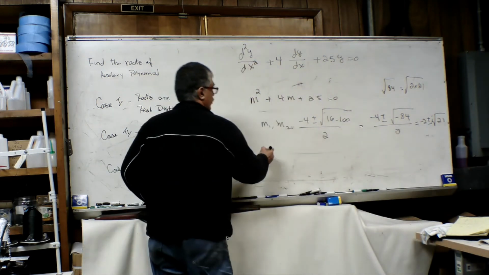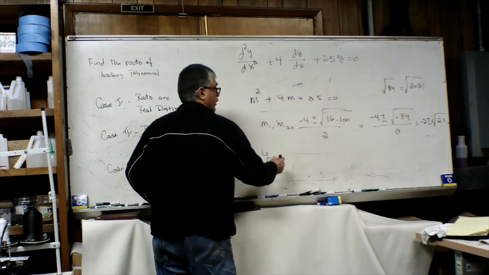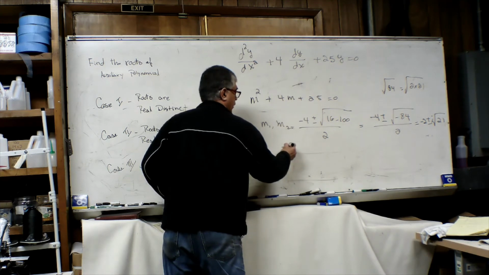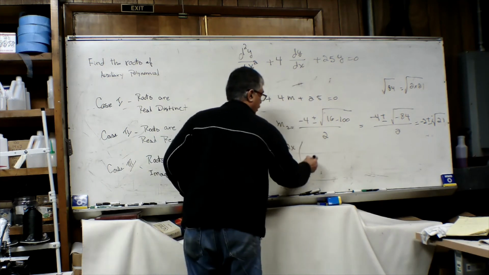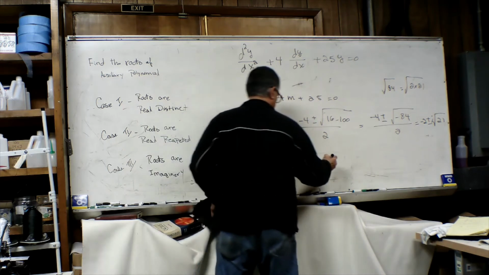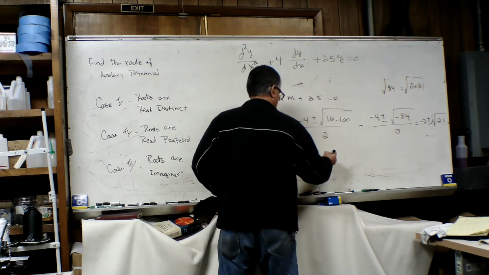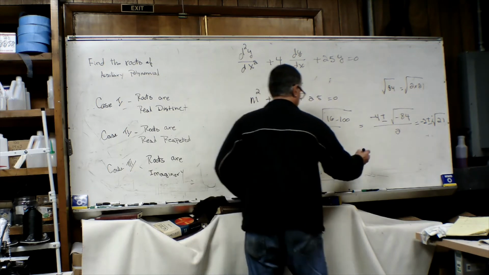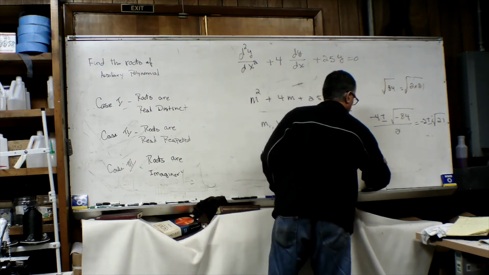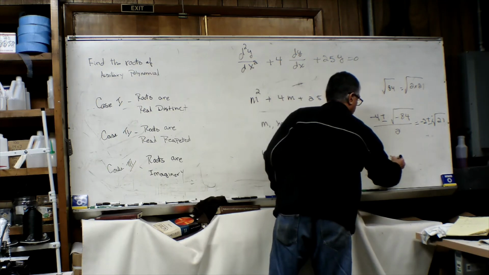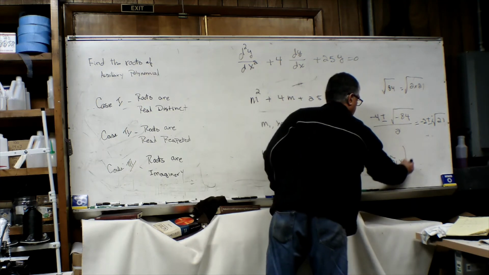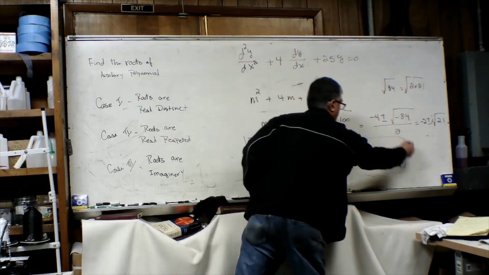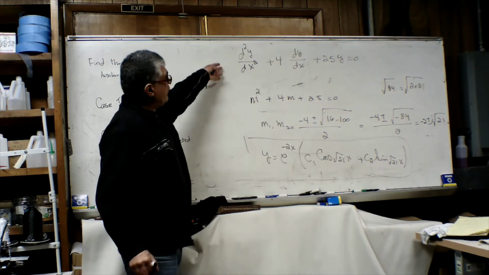So the general solution for this differential equation is e to the power minus 2x multiplied by c1 cosine of the square root of 21x plus c2 sine of the square root of 21x. So this is the general solution for this differential equation.